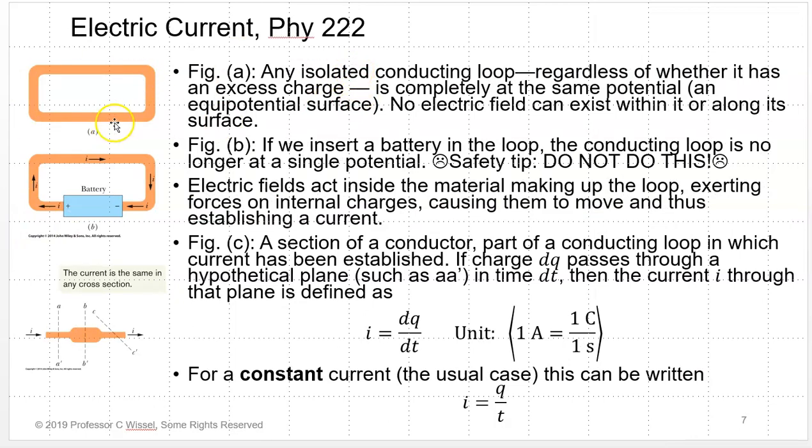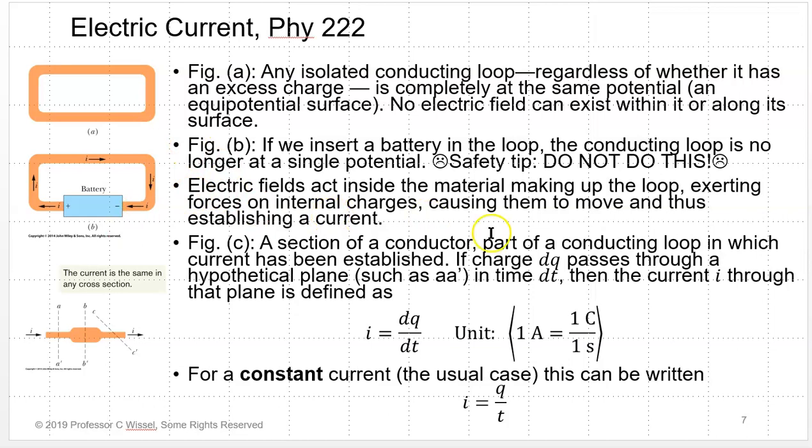In Figure A, any isolated conducting loop, regardless of whether it has an excess charge, is completely at the same potential. In other words, it's an equal potential surface. No electric field can exist within it or along its surface. In Figure B, we have inserted a battery into the conducting loop. Now the conducting loop is no longer at a single potential. In fact, the positive battery terminal has a higher potential than the negative one. And by the way, don't do this. This is a great way to start a fire.